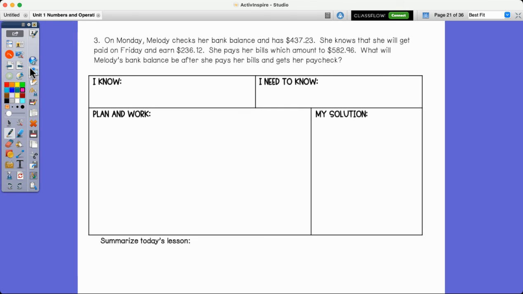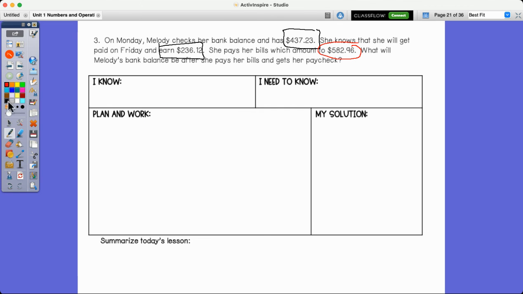Okay. On Monday, Melody checks her bank balance and it's in her account, $437.22. She knows she's going to get paid on Friday and earn, positive number, $236.12. When she pays her bills, oh, we hate that. Paying bills, sadness. It means money's going out. Amount to $586.96. What will her bank balance be after she gets her paycheck?